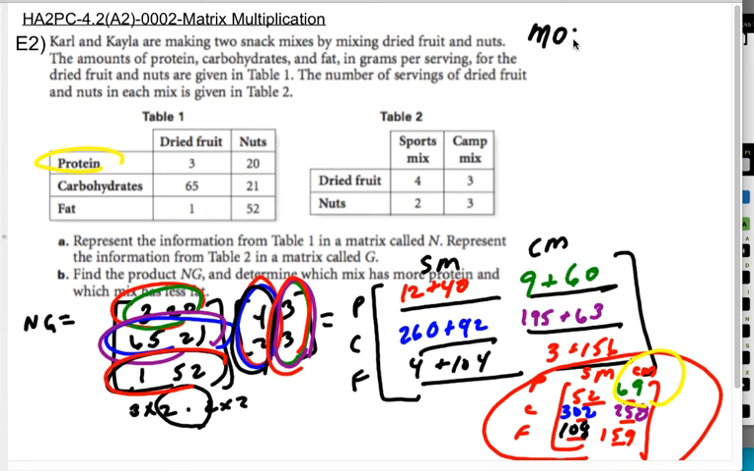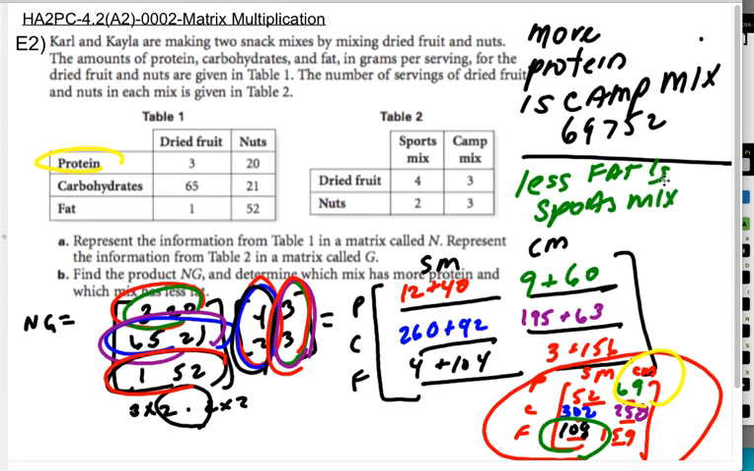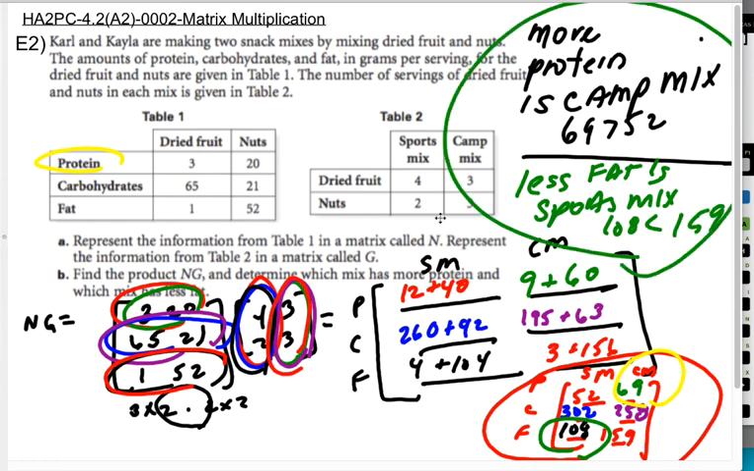So the camp mix has more protein. So more protein is the camp mix, right? Because 69 is greater than 52. And less fat, well, less fat is going to be the sports mix because 108 is smaller than 159. So less fat is the sports mix, right? Because 108 is smaller than 159. Okay? Cool. All right, moving on.